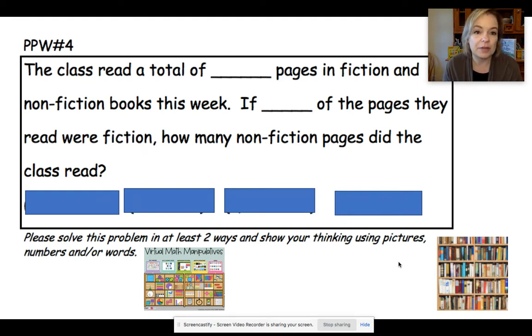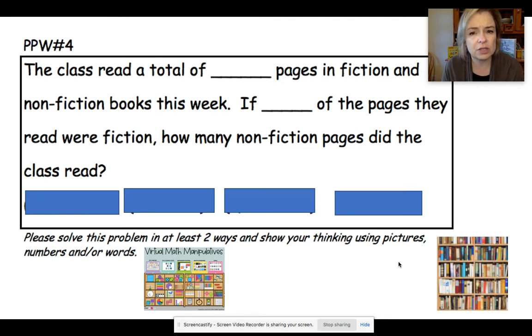So let's just think about this for a second. A class read a total of pages in fiction and nonfiction books this week. If of the pages they read were fiction, how many nonfiction pages did the class read?